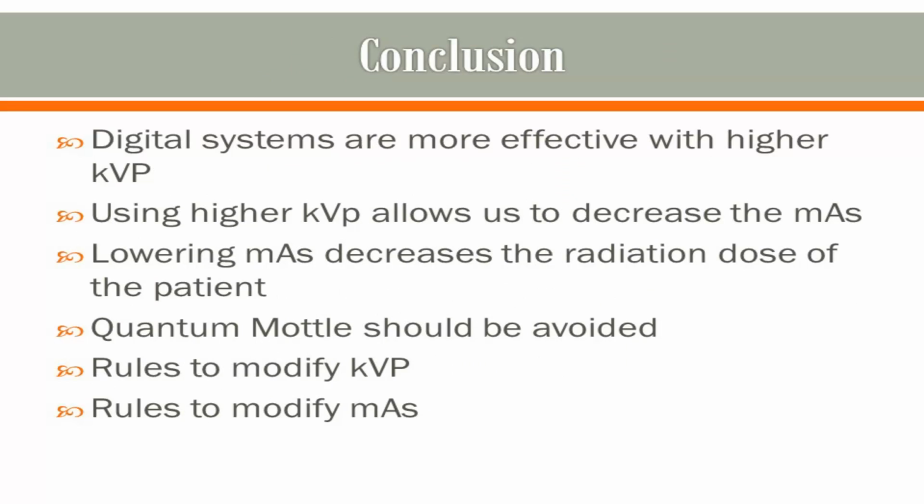So let's recap what we have learned. We need to remember that digital systems are more effective with higher kVp settings, and that using higher kVp allows us to decrease the mAs. By lowering the mAs, we are decreasing the radiation dose of our patients. We should also know that quantum mottle should be avoided. We should know what it looks like and be on the lookout for evidence of quantum mottle on our images.